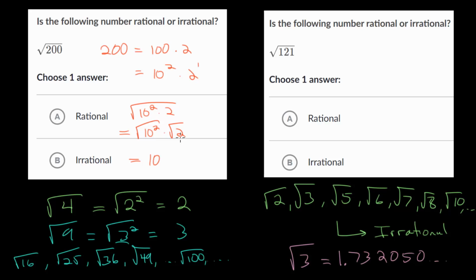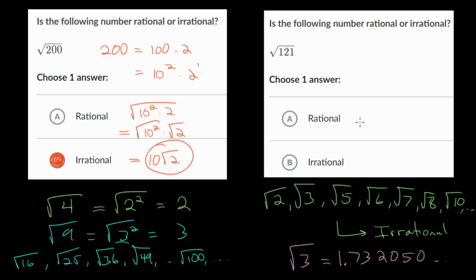It's 1.414 something. Goes on forever. So we generally just leave this as the square root of 2. And this is an irrational number. There's no way to write this as a fraction. So if you cannot find a perfect square underneath the square root, then you know it's irrational.